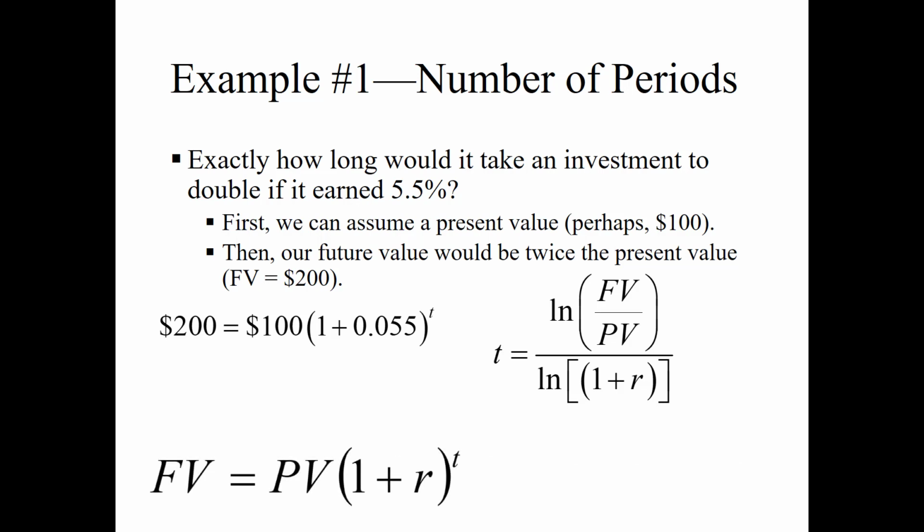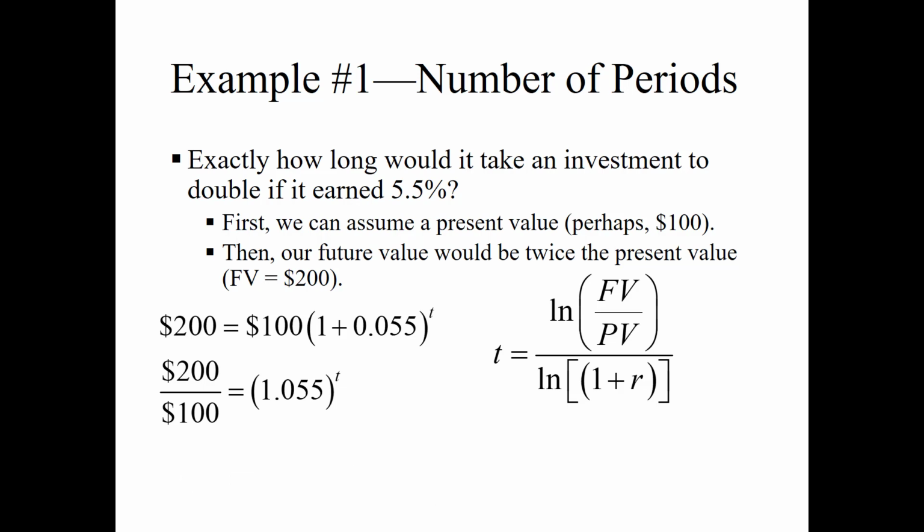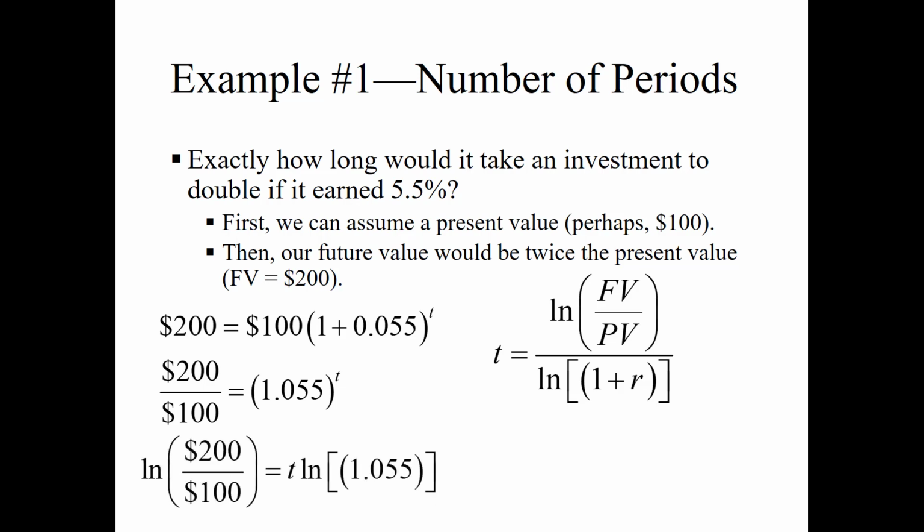So this is our equation, right? $200 is our future value, equals $100 or our present value times the quantity of 1 plus r to the t. We divide both sides by $100. We take the natural log of both sides in order to make that equation equal, and we bring our t down to the front. So we get the natural log of the quantity of $200 divided by $100 is equal to t times the natural log of 1.055.